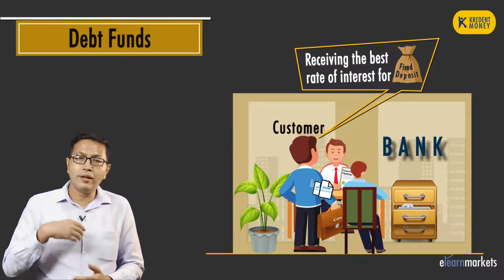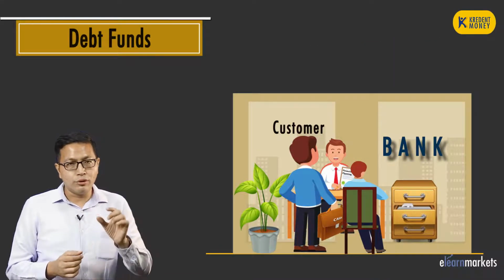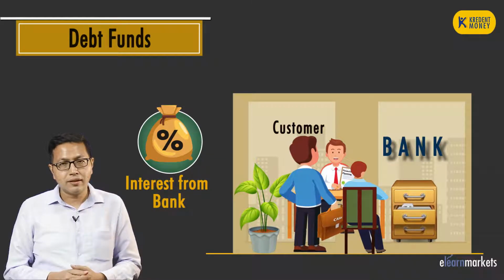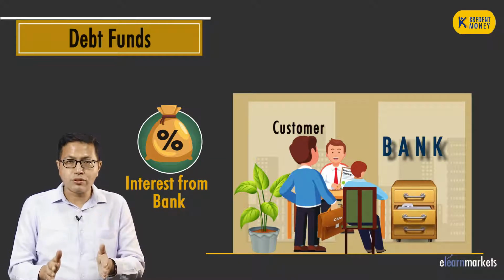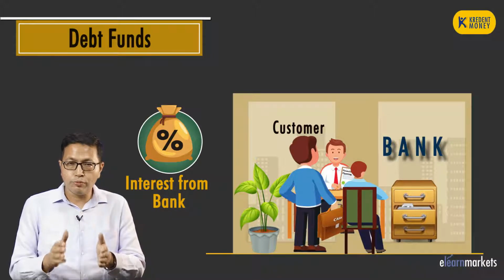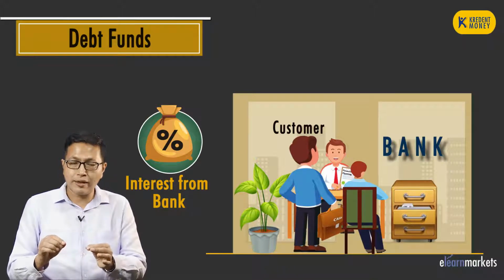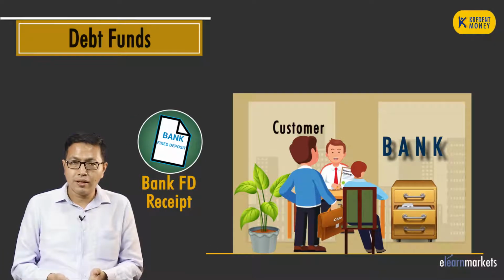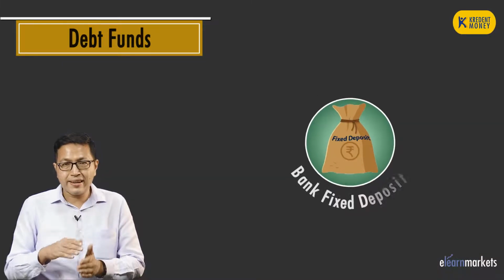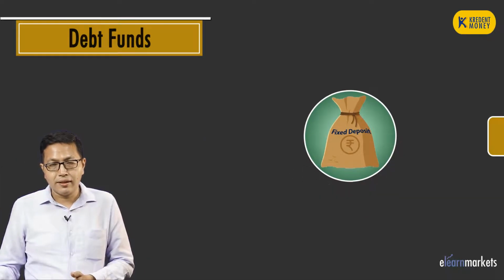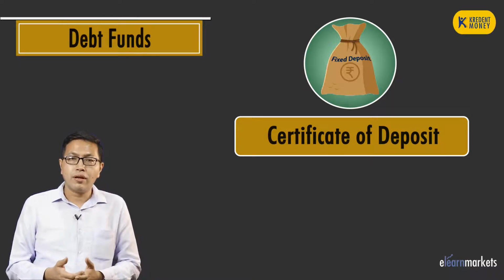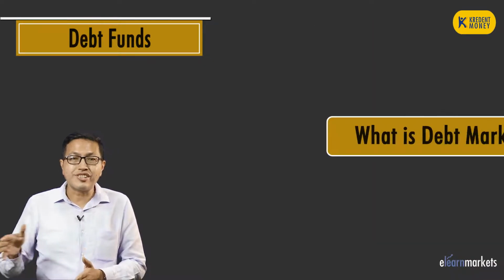You are lending your money to a bank and in return during the holding period you will get something known as interest, isn't it? And when you do such a transaction, when you book this kind of bank FD, you get a receipt that is known as a bank FD receipt. And when you make that instrument tradable in the debt market, that is known as a certificate of deposit. Just a way of understanding what the debt market is.